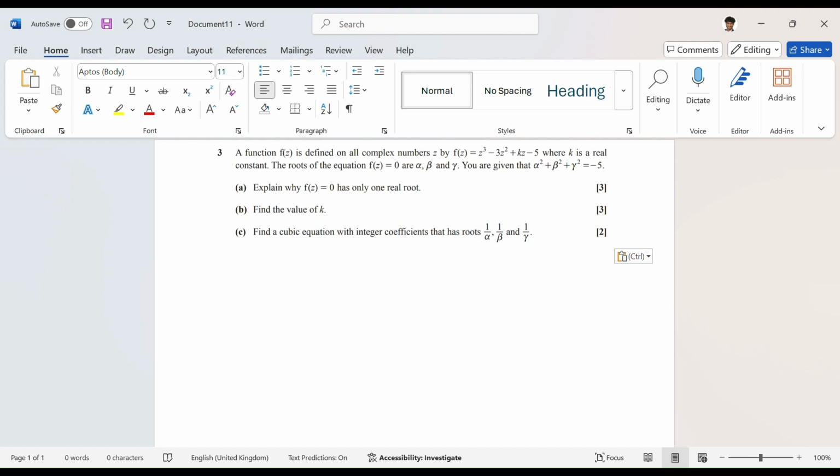I thought this was a really interesting question because it covers lots of different question types, so parts A, B and C. It links in a bit of complex numbers knowledge as well. So let's get started.